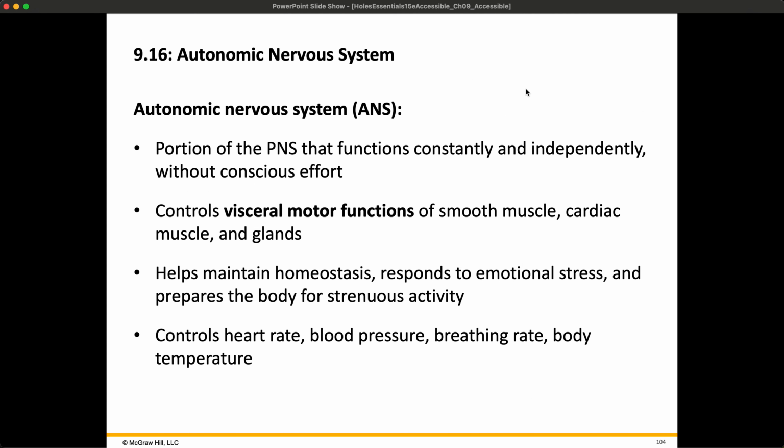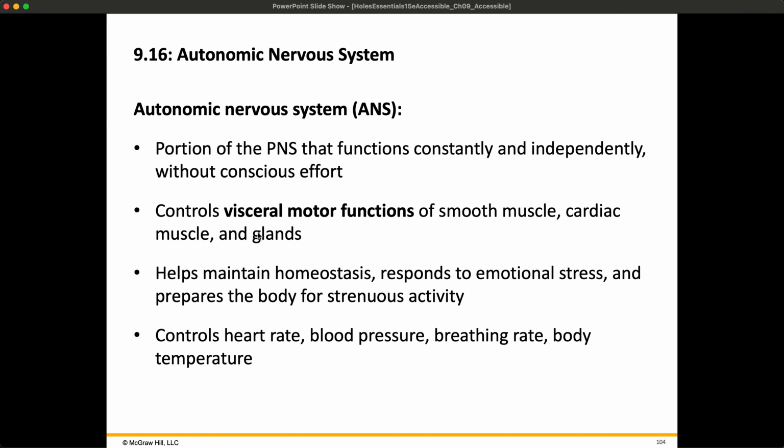Okay, looking at the autonomic nervous system, and then we'll get into the somatic nervous system. So the autonomic nervous system is part of your peripheral nervous system, functions constantly and independently without conscious effort. You don't have to think about moving or the release of digestive enzymes into your small intestine or your body making bile. It automatically does that thanks to the autonomic nervous system. So those are the visceral motor functions, right? Visceral meaning your glands in your body.